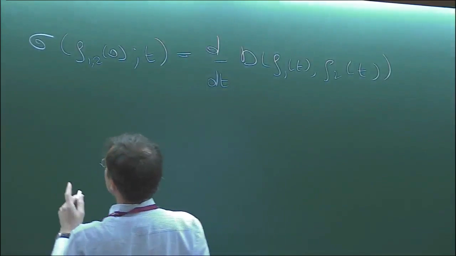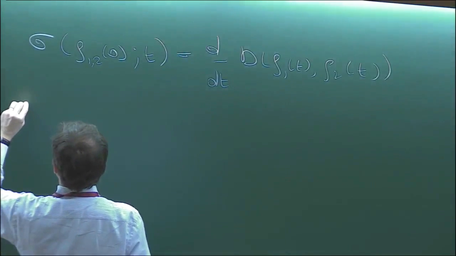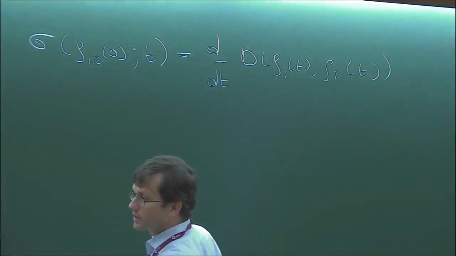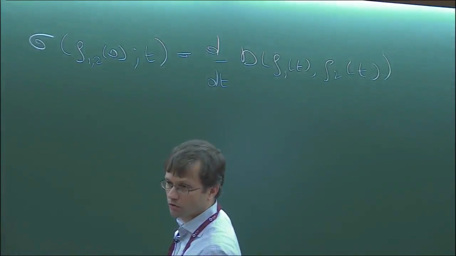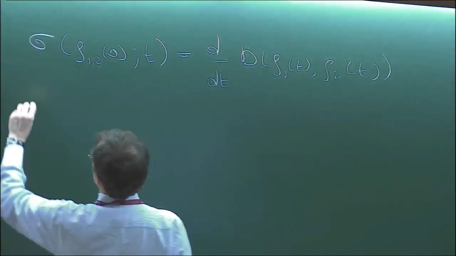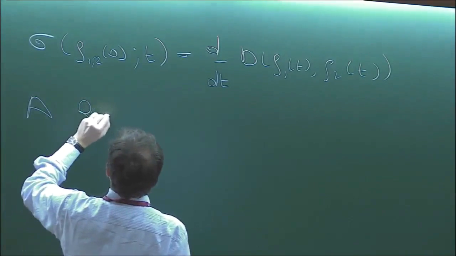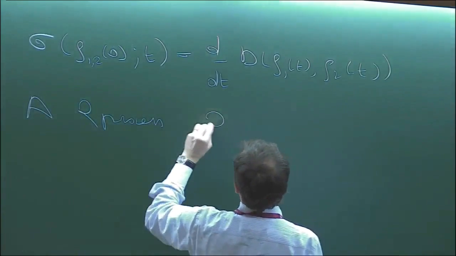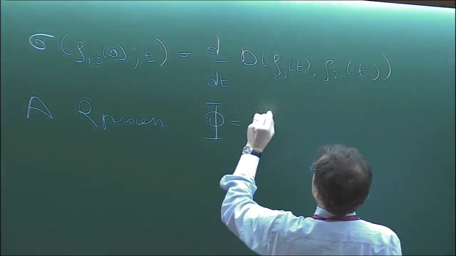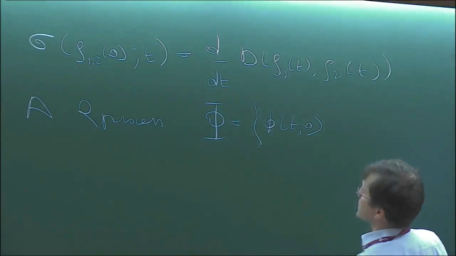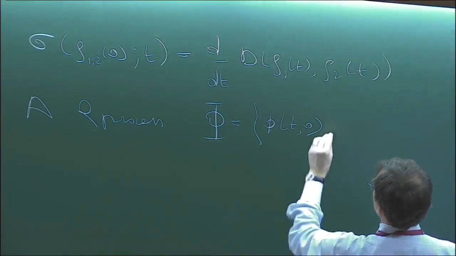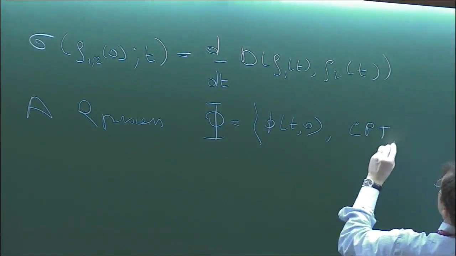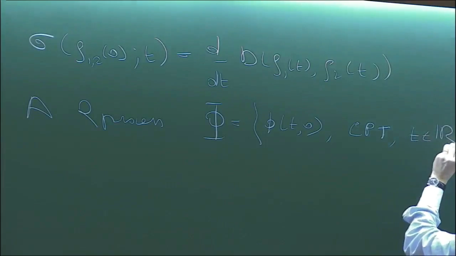While if at least at a given time, at least for a given pair of initial states, this quantity rises again, we can say that the process is non-Markovian. So we give the following definition: a quantum process, in the sense given in the previous lectures. So we call quantum process a collection of quantum dynamical maps, not necessarily depending only on the lapse time, such that each of these maps is completely positive trace preserving for all positive t.